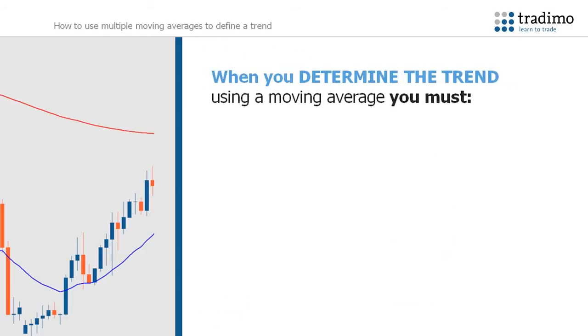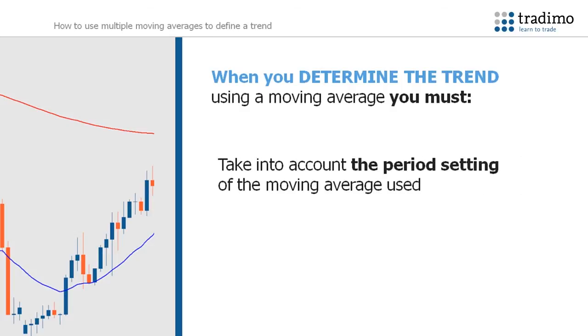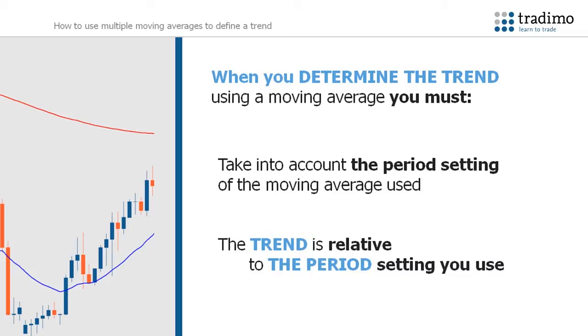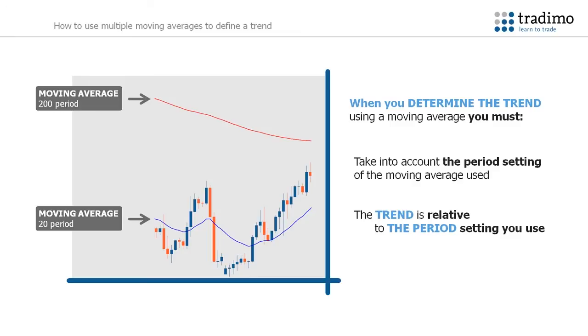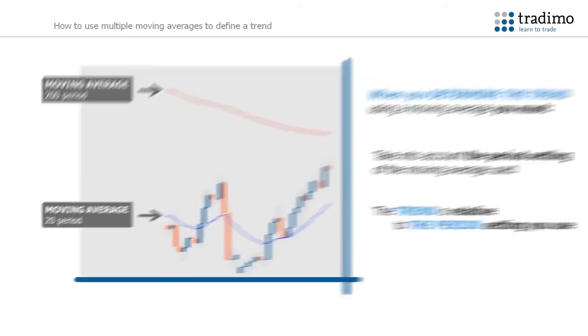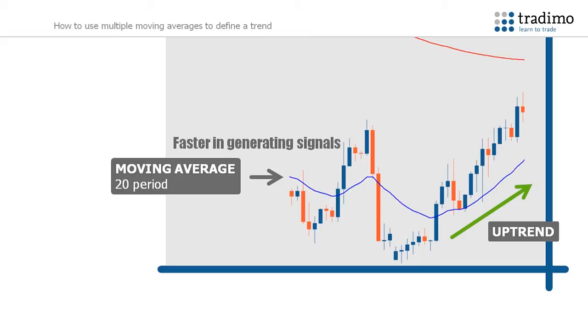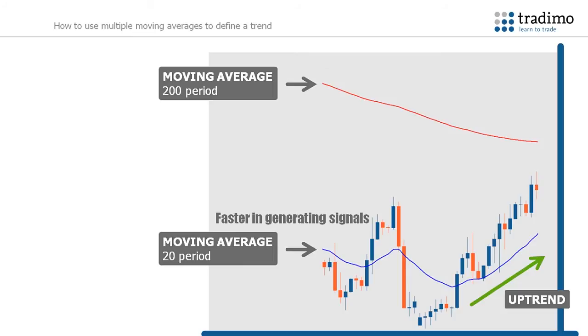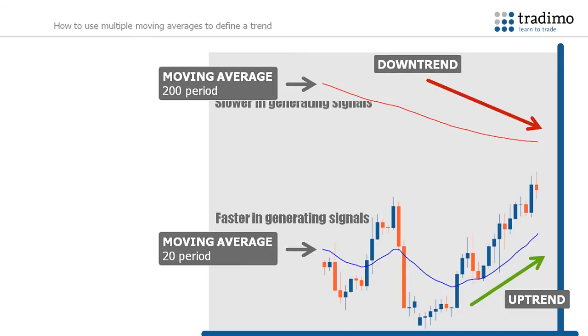When you determine the trend using a moving average, you must take into account the period setting of the moving average used. The trend is relative to the period setting you decide to use. From the chart, you can see a 20-period moving average and a 200-period moving average. The 20-period moving average is indicating that there is an uptrend at this time because it is faster in generating signals. A small change in price action will affect the direction of this shorter period moving average, whilst the 200-period moving average is indicating a downtrend because it is slower in generating signals and the direction of the moving average is based on longer-term price action.